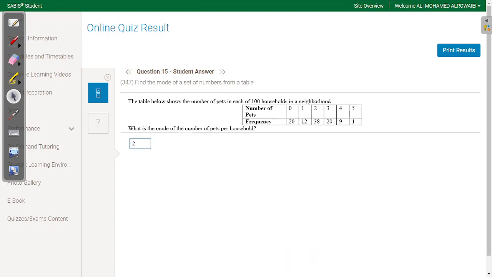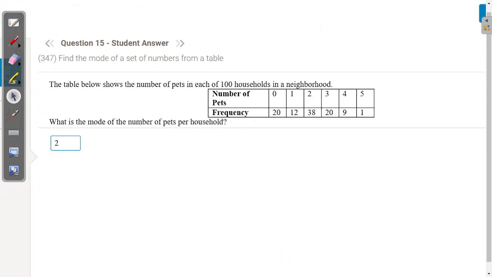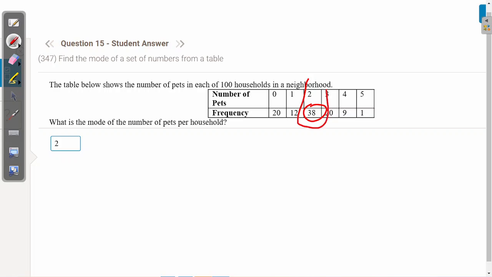Now when you have the mode of a normal table without the intervals, you just look at the biggest frequency. Here the biggest one is 38, so it's this one.